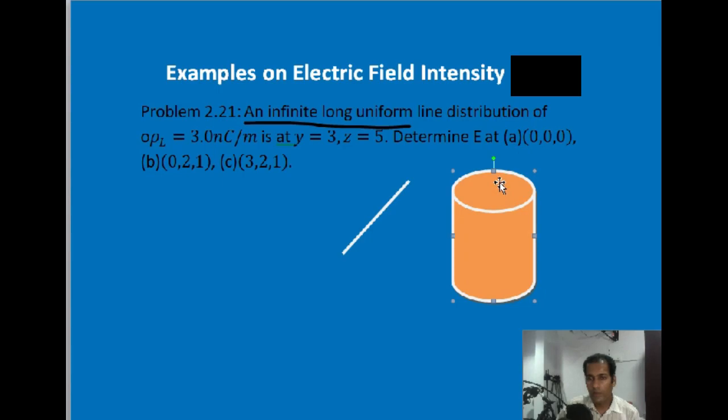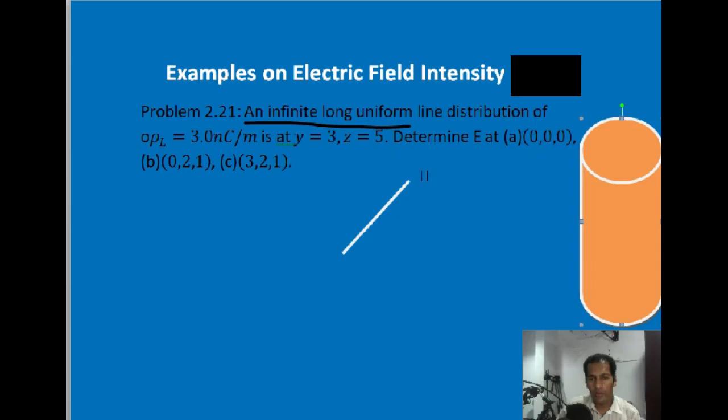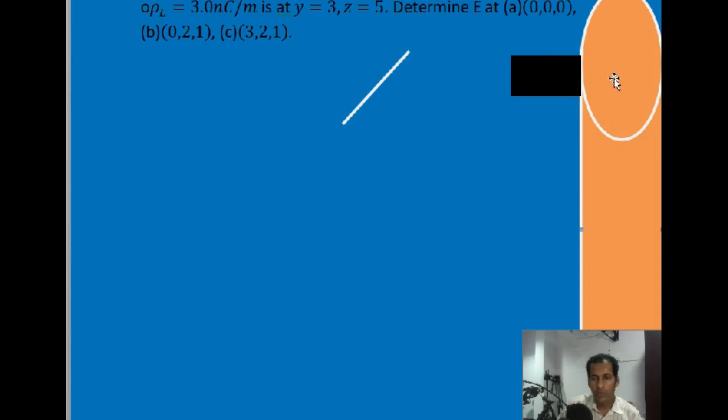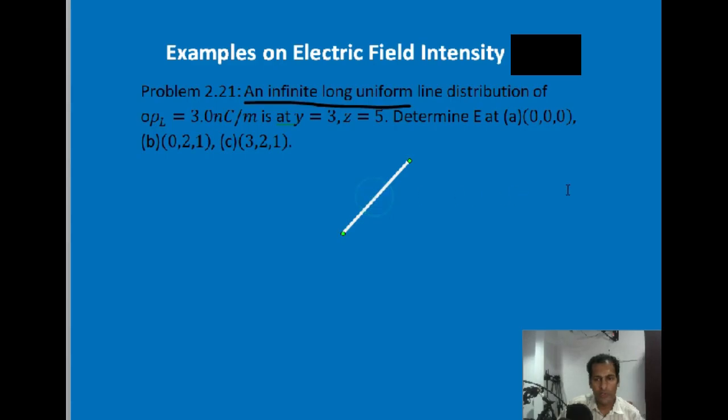So this will be the line charge, the line distributed, and on this line charge, these charges may be applying some force on the surrounding region. And that force per charge is defined as electric field intensity. So here we have to consider one infinite long line. That means this line is extending to infinity, right? So this is about line charge. On line charge we consider rho L as the line charge distribution.